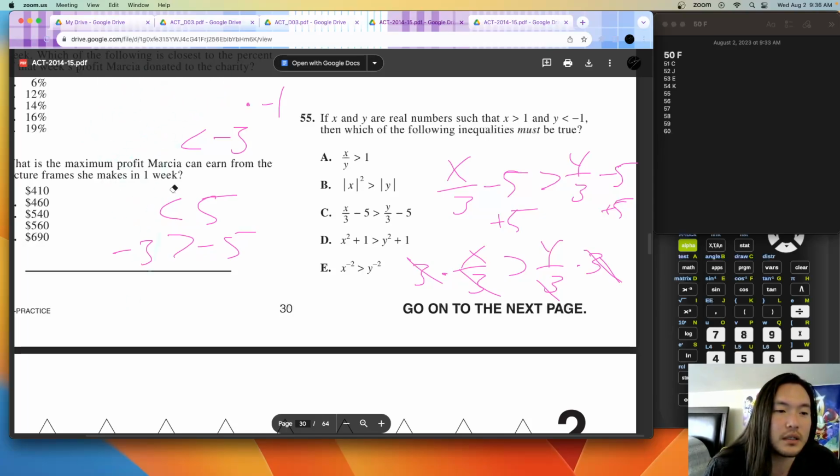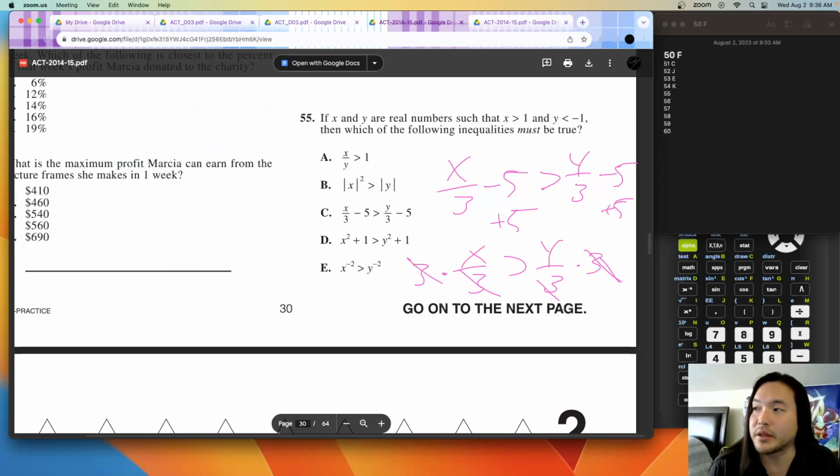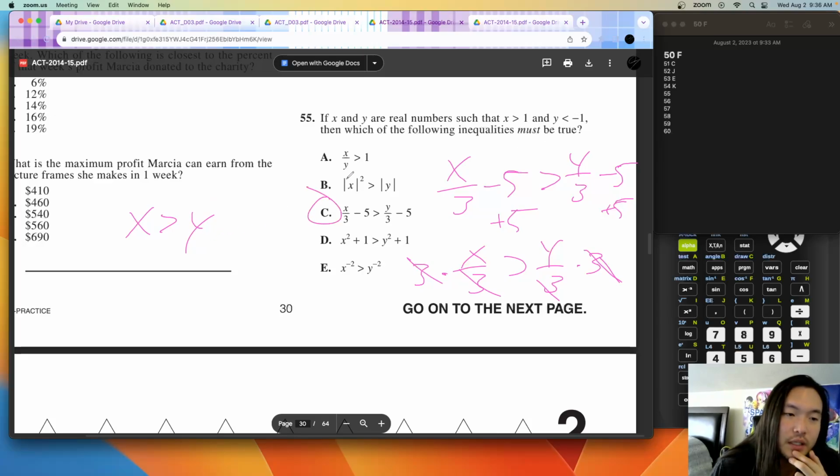So here, if I go ahead and multiply both sides by 3, what do I get? I get x is greater than y. Well, this is definitely true. If x is a positive number greater than 1 and y is a negative number less than -1, a positive number is always going to be bigger than a negative number. So the correct answer has to be C.